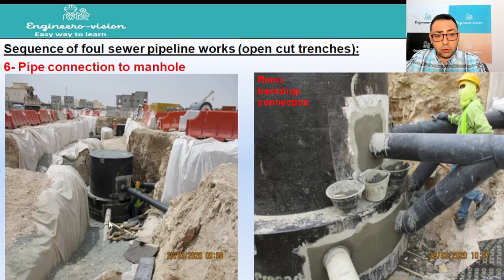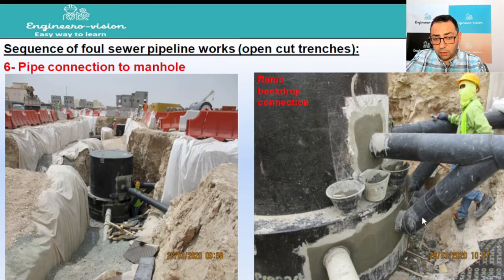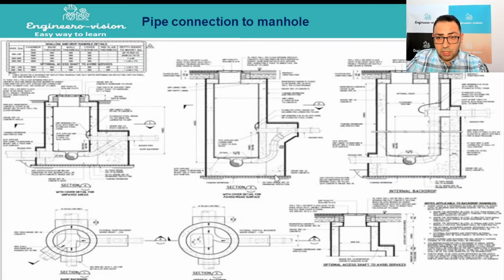Here is a photo to show you the straight connection to the manhole. As we can see here, the pipe is going directly to the invert level of the manhole. And this is the ram backdrop. This is the Y junction, this is the bend. And the rodding eye, you can see it from inside the manhole. And this grouting will be done. Then all these backdrops will be concreted as shown in this section.